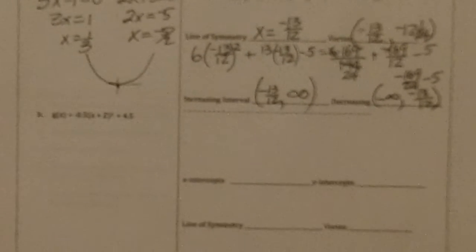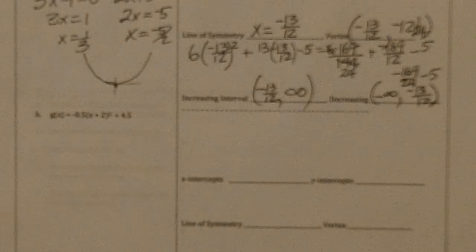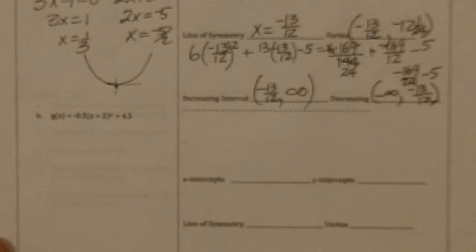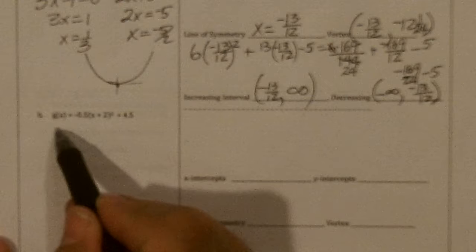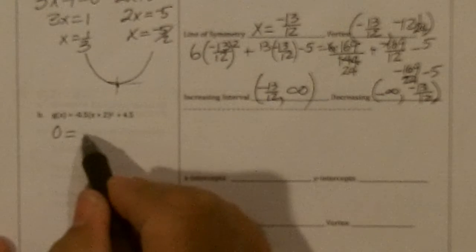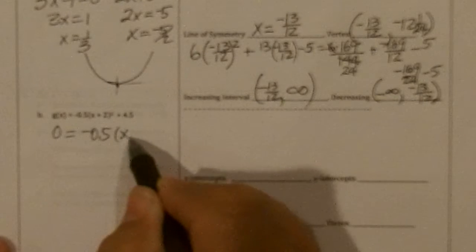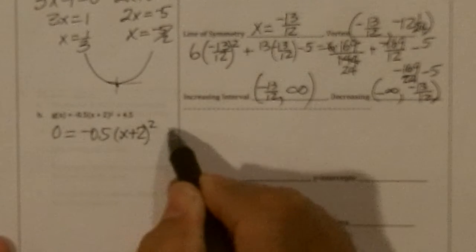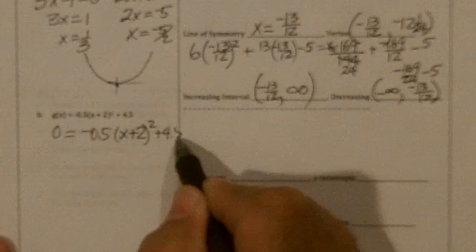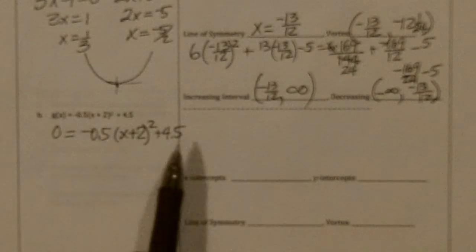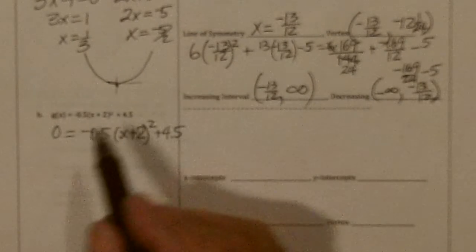Fortunately, this one's easier, even though some of you wanted to make it harder. X-intercepts. You put 0 in for the y, and you get negative 0.5 times the quantity x plus 2 squared plus 4.5. To solve for x, you subtract 4.5 from both sides.